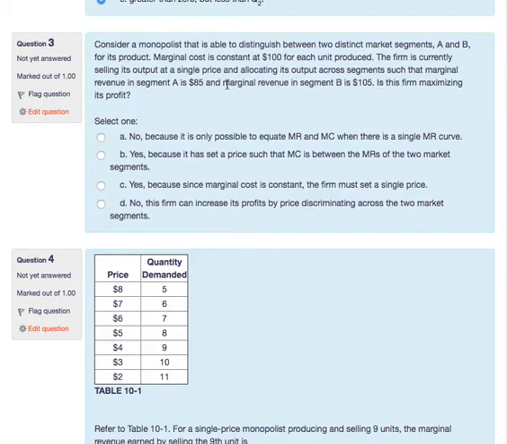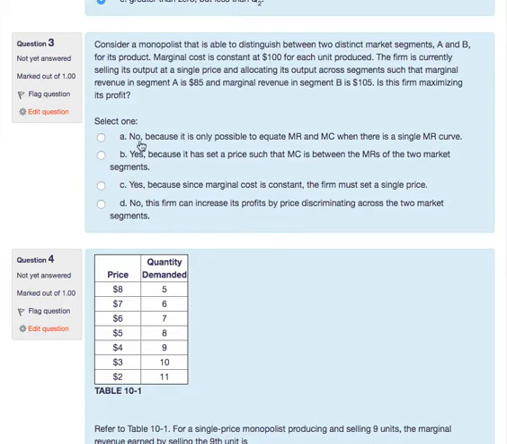So we can see that both segments are valuing this product differently, and they have different marginal revenues going on here. But we also know that this monopolist is charging a single price. So we've seen that when we could segment the market and there's no resale possibility, when there's differences in the two markets, the monopolist could make more profits by segmenting and charging different prices for both segments. So here they're saying, is this firm maximizing its profits?